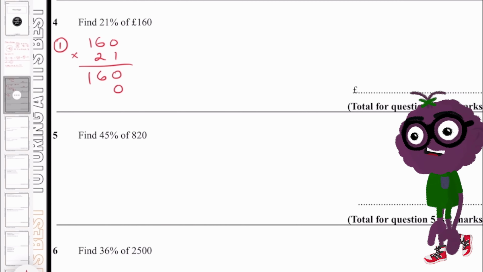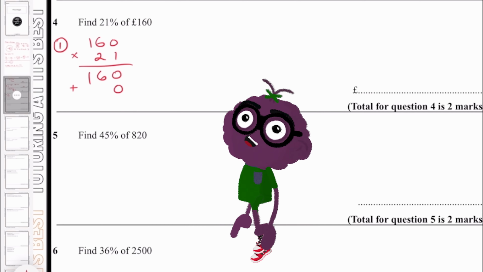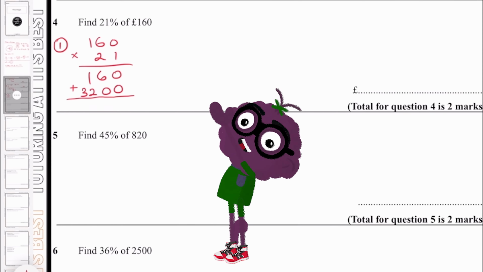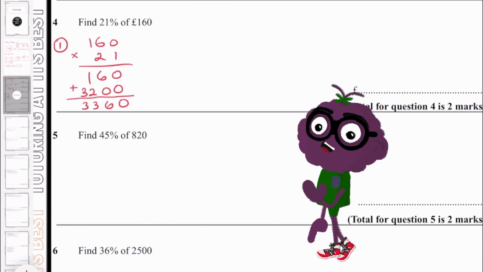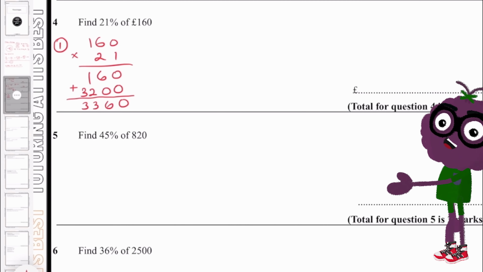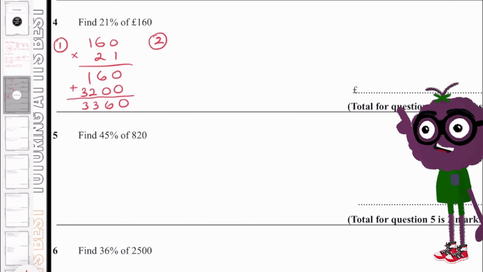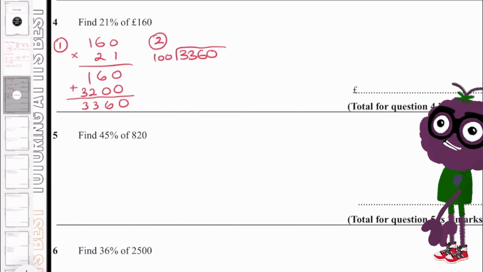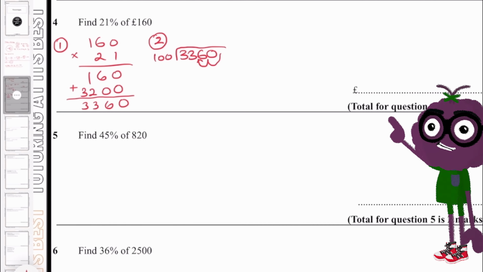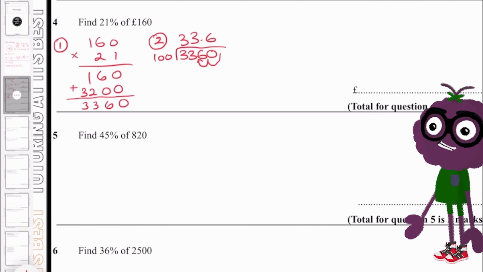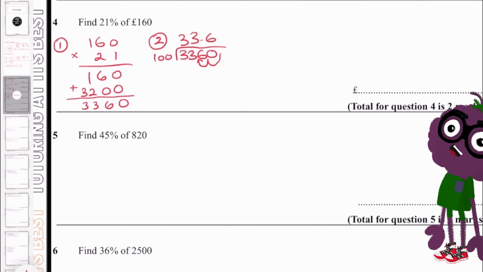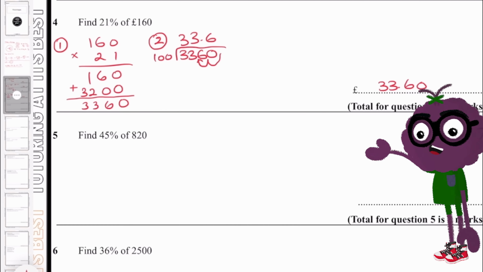So again, we know 160 times by 1 is 160. We'll then put our place value holder and our plus sign. And 160 times by 2 is 320. So if we go ahead and add that, that gives us 3,360. And then step 2 would be to get 3,360 and divide that by 100. Again, we know we need to jump 2 times to the left. So that gives us 33.6. So now we know 21% of 160 pounds is 33 pounds and 60 pence.